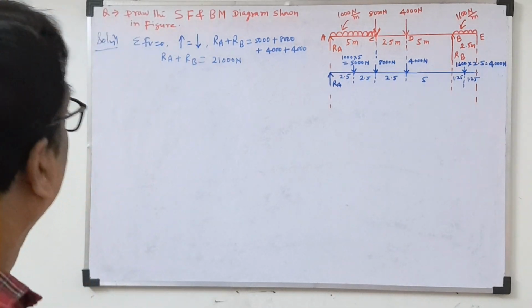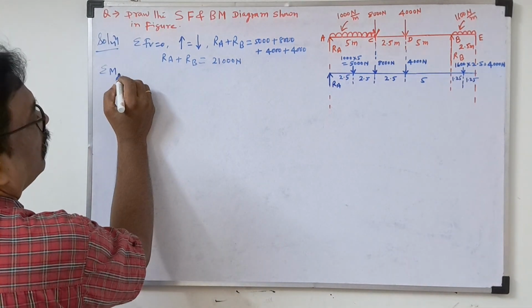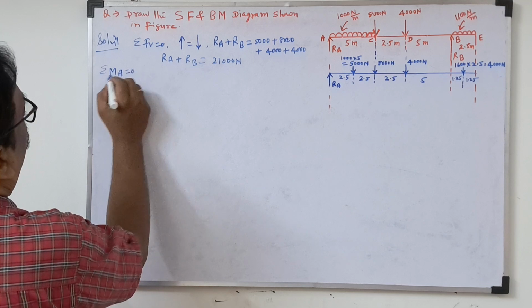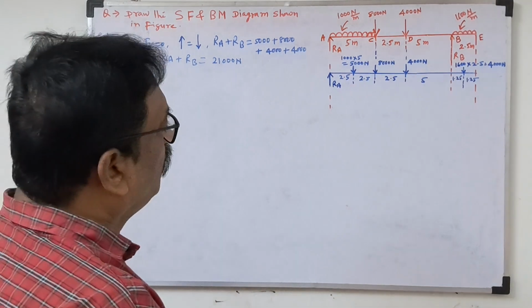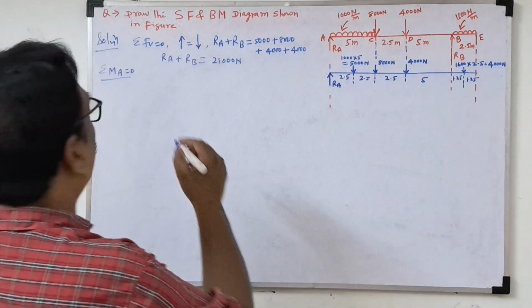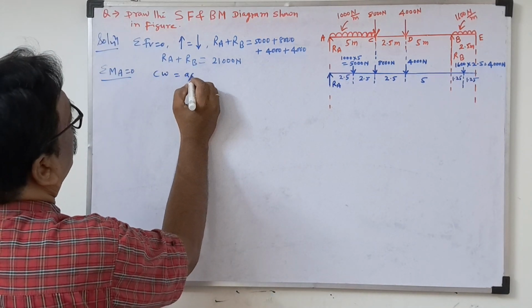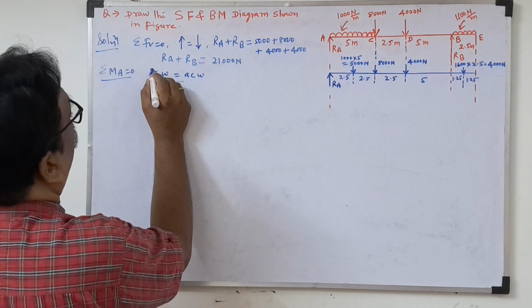Okay, 21,000 Newton. Now second, we will take the moment about A equal to 0. Here also, we will not use the negative and positive sign conventions. So total clockwise is equal to total anti-clockwise, we will assume.